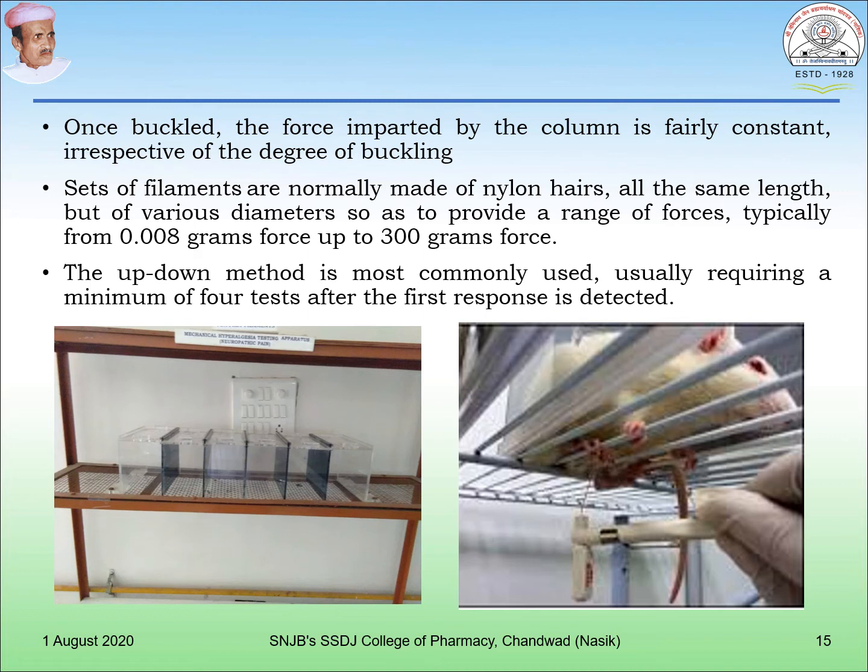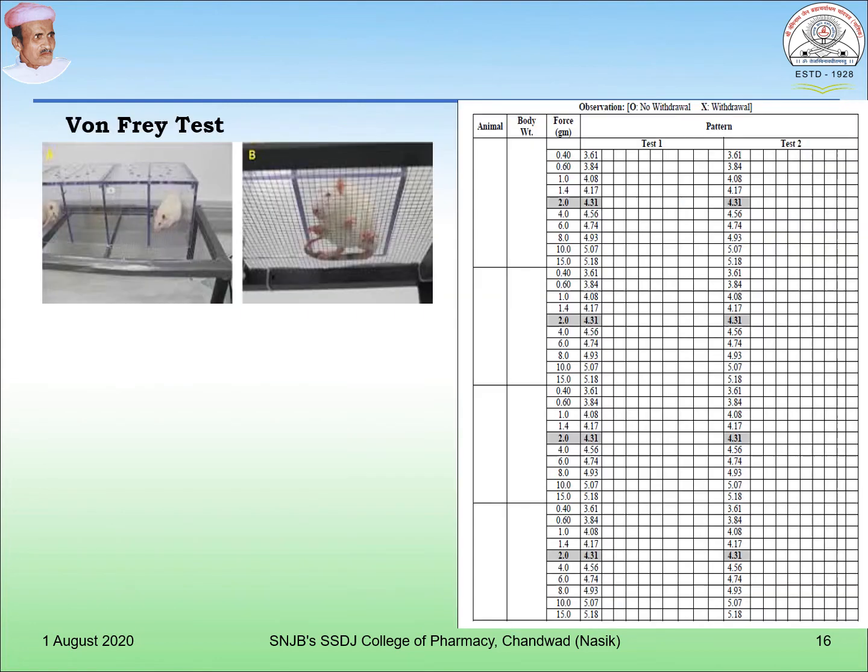Now this is called the up and down method, which was given by Chaplan. So how it is calculated, I will tell you. Suppose on the paw you are putting your von Frey filament, and if the animal lifts its paw, then you give the score X, and if it is not lifted, then you give the O.